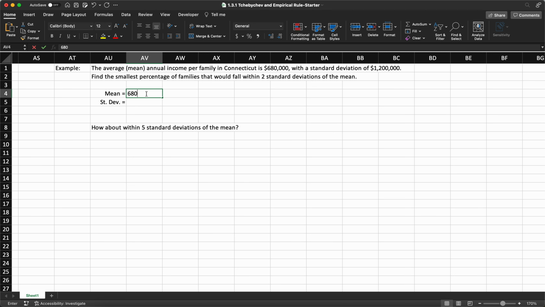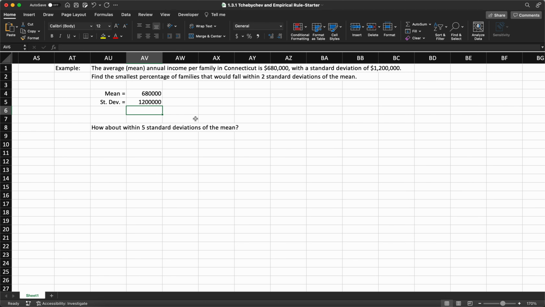But we have 680,000 is our mean. We have our standard deviation is 1.2 million. Too many zeros, right? I got it right that time.